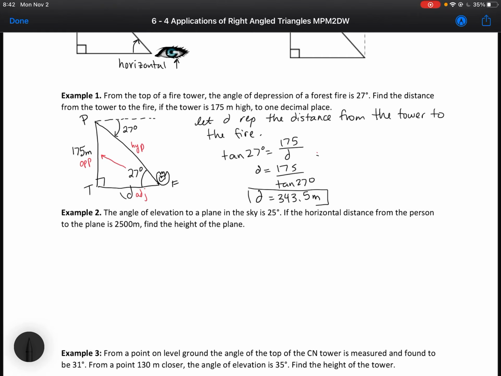The next example is using the angle of elevation. The angle of elevation to a plane in the sky is 25 degrees. So that is from the horizontal up to the plane. I've got 25 degrees, and I've got a plane right here. I use P for plane, G for ground, and then T. If the horizontal distance from the person to the plane is 2,500 meters, that's right here, I'm looking for H. So we'll let H represent the height of the plane.